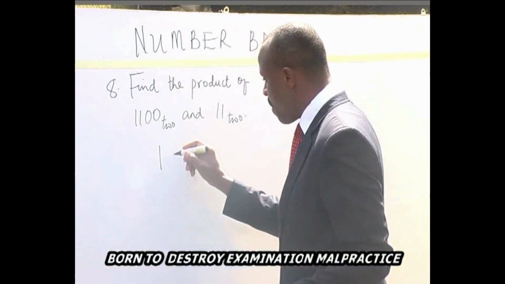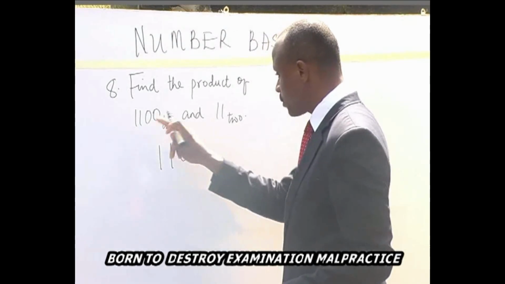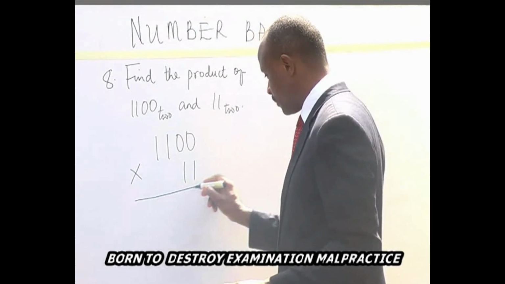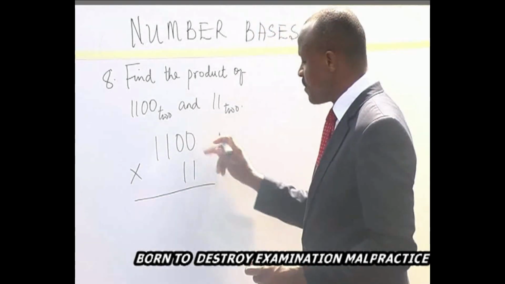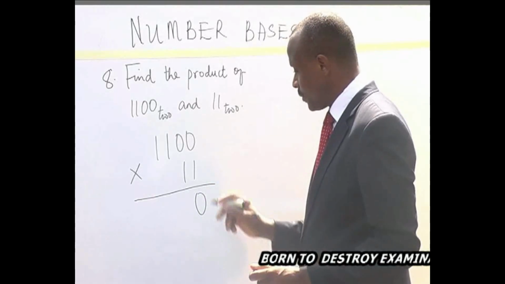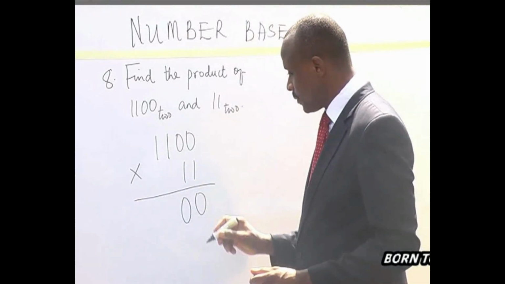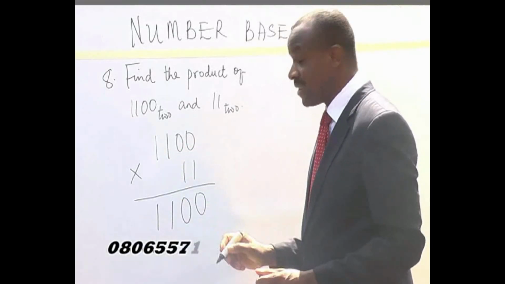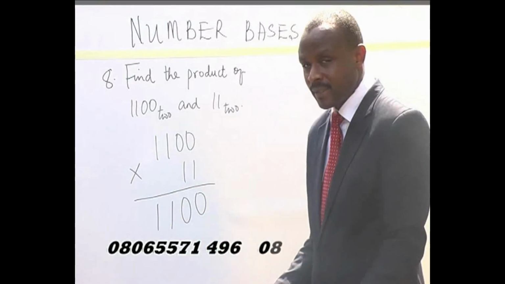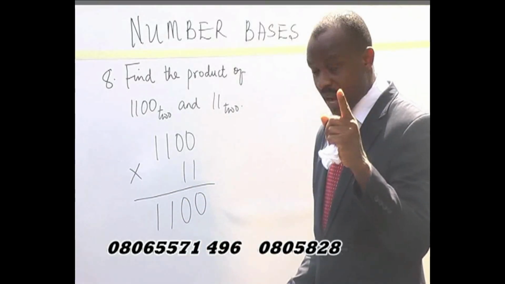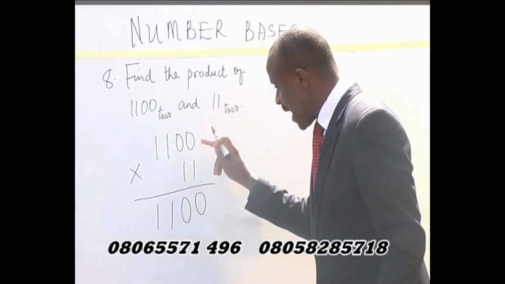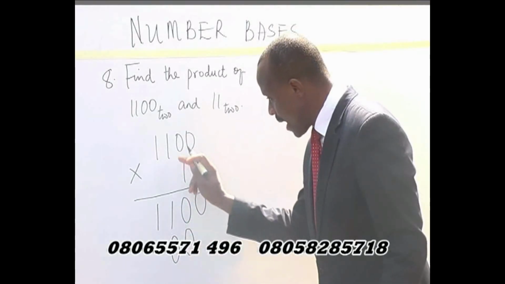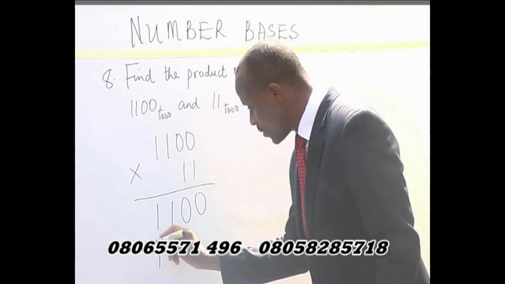Now, bring down the numbers. Have 1, 1, 0, 0 and 1, 1. We are multiplying them. 1 times 0 is 0. 1 times 0 is 0. 1 times 1 is 1. 1 times 1 is 1. Just as if you are working on base 10. Please keep paying attention. 1 times 0 is 0. 1 times 0 is 0. Times 1 is 1. Times the last one is 1.